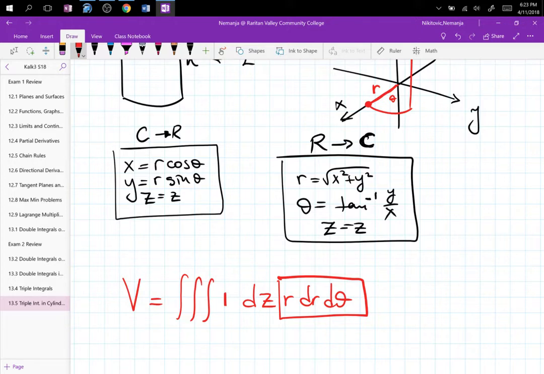Does that compute for everyone? So this gives me the area, that's 2D, times dz, which is the height. Height times the area of the base gives me the volume. So this formula is sound.